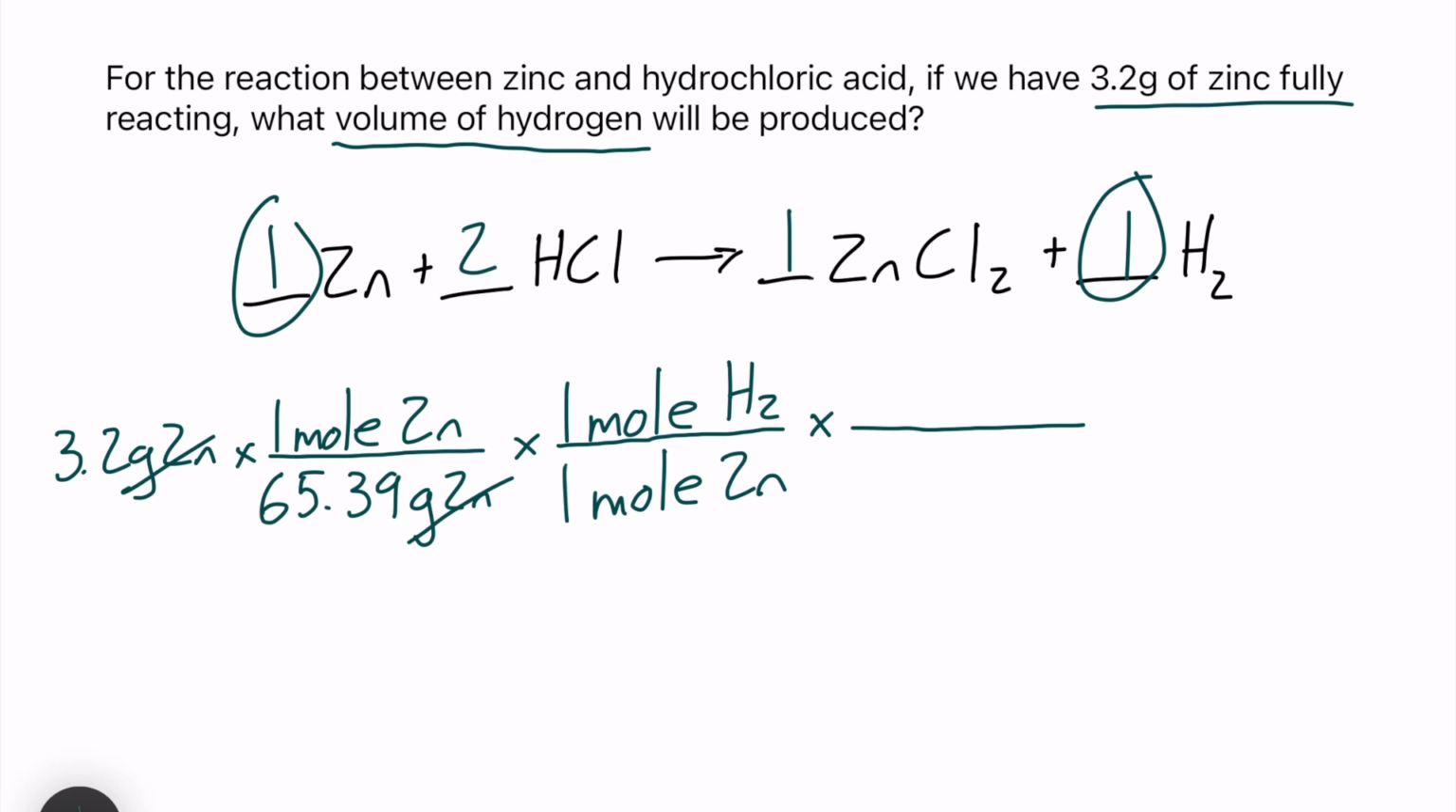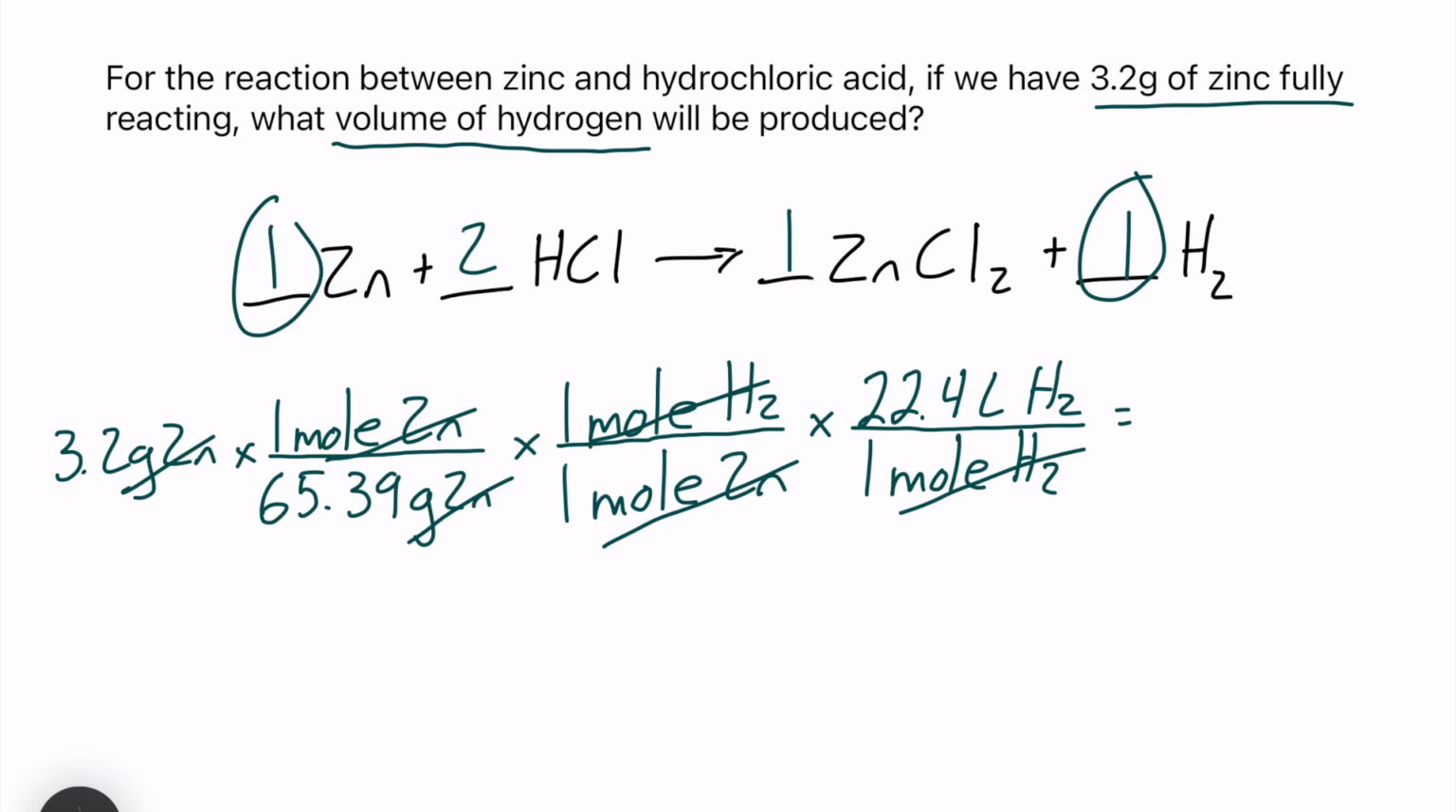Now finally, we are now in moles of H2. We can go to volume of H2 by multiplying by that gas constant of 22.4 liters of H2. And on the bottom, remember, we are getting rid of moles of H2. Okay. So we have all of our steps down. Our units look good. We're in liters of H2. We can go ahead and type that into our calculator.